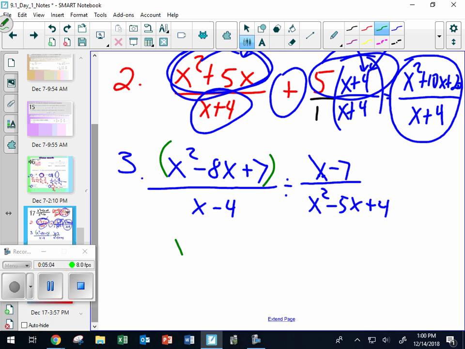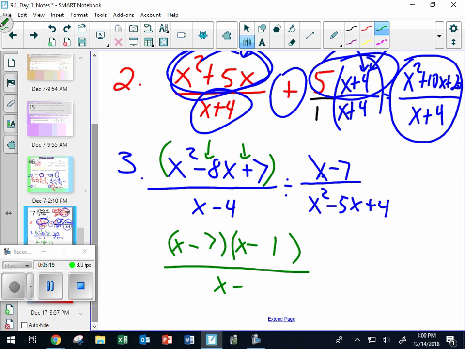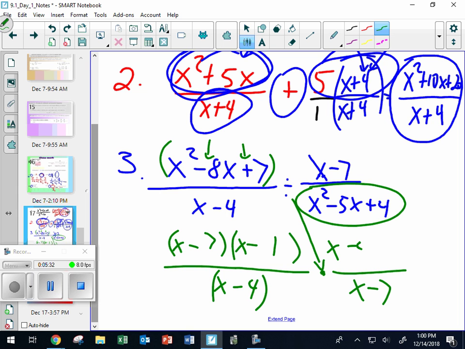That factored to x plus and x plus, nope, it can't do that. It has to be minus and minus. You know why? Because it has to come out positive, but give you a middle term that's negative. So then it's minus 7 and minus 1, all over x minus 4. Nothing canceling yet. But when I change this to times, I have to flip the second fraction, and I'm factoring it also. And this factors to x minus 4 and x minus 1.